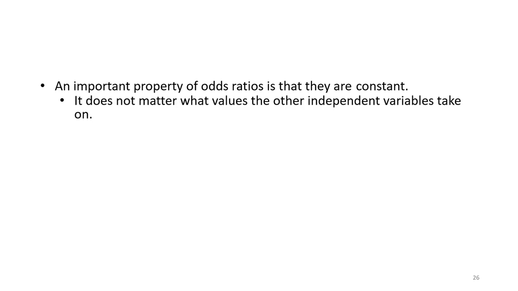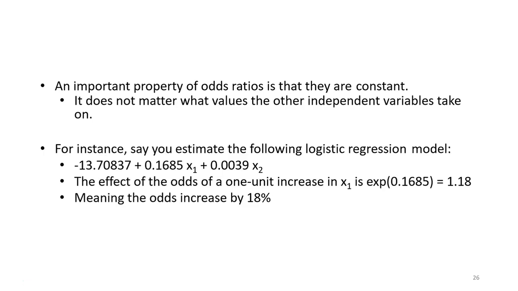An important property of the odds ratio is that they are constant. It does not matter what values the other independent variables take on. So for example, say you estimate the following logistic regression. You come up with negative 13.708 as your intercept, plus 0.1685 x1 plus 0.0039 x2.